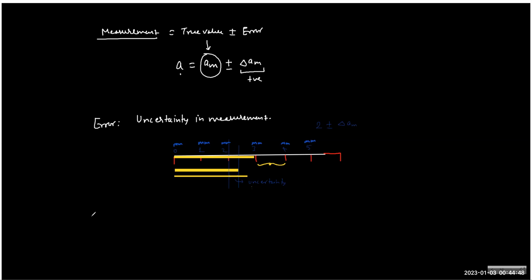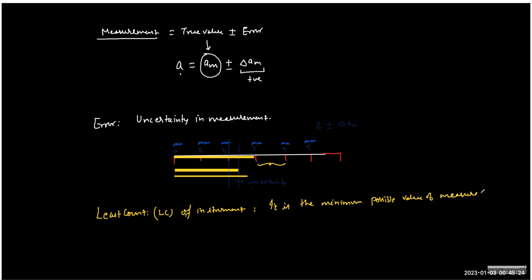So least count has a very contradictory meaning here. What is the least count? Least count is defined for the instrument. It is the minimum possible value of measurement which you can perform by that instrument. Okay.